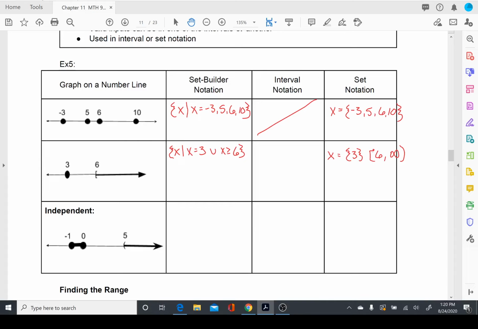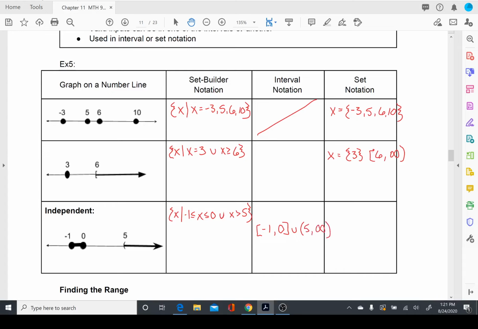So in set builder notation, we'll have x such that x can be between. So we'll say x is greater than or equal to negative 1, less than or equal to 0, union, and we'll say x is larger than 5. In interval notation, we would describe the first interval, negative 1 to 0, and union with 5 to infinity.